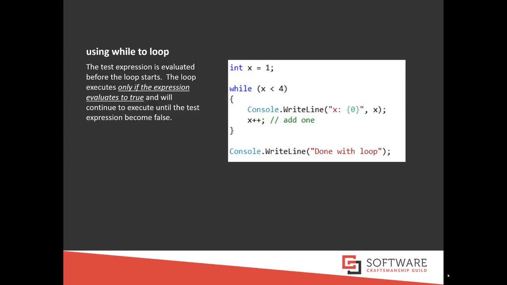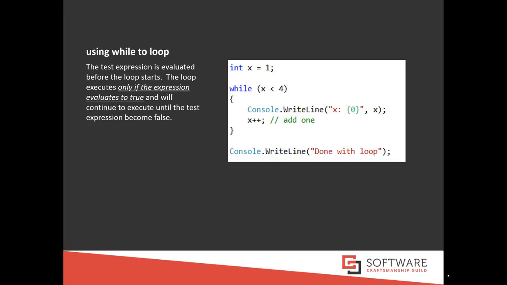So here's a code example. I have an integer x, which I've initialized to the value of 1. And I'm going to say while x is less than 4. 1 is less than 4, so it's going to drop into the loop's code block. And it's going to say Console.WriteLine(x), and then it's going to print out the value of x. So it's going to say x1. The next statement, x++, will add 1 to the value of x. So x will now be 2.